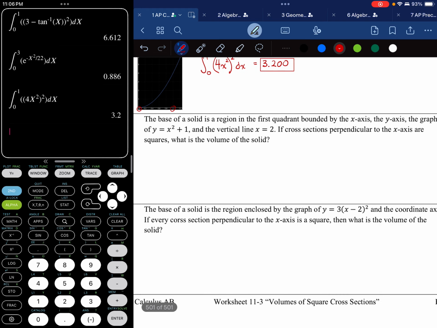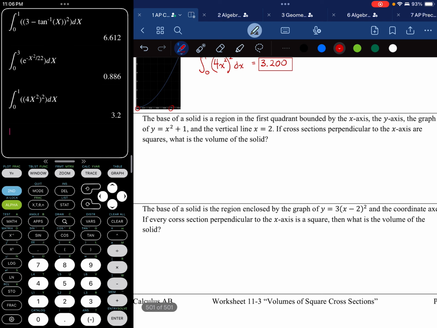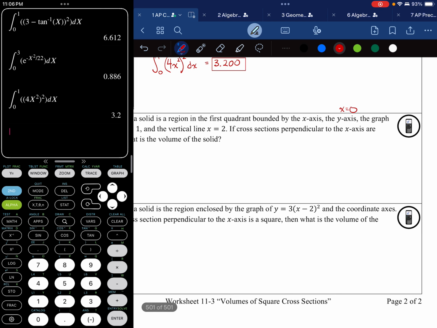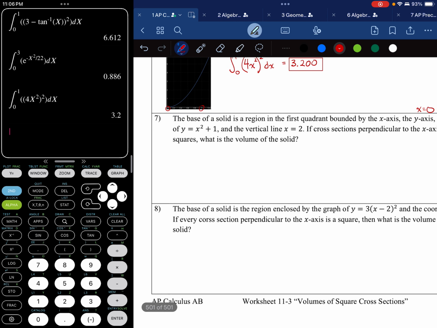What about number 7? The base of the solid region in the first quadrant is bounded by the x-axis and y-axis. Again, whenever you have the y-axis, you know that your x bound is going to be x equal to 0. It says the graph of x squared plus 1, and that vertical line x equals 2. And look, you can do this without a calculator, right? You can say, okay, it's between 0 and 2 for the bounds, and it's this function, quantity squared.